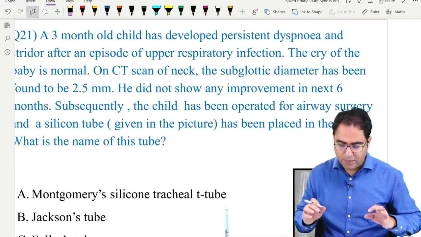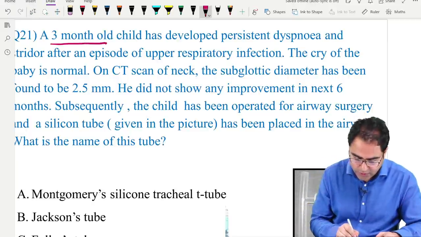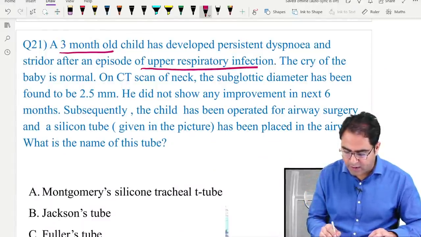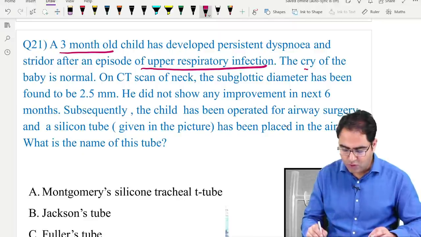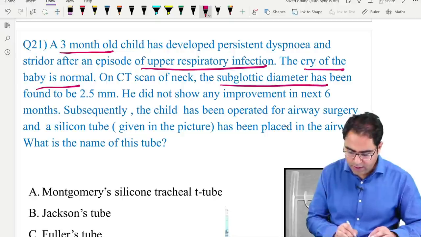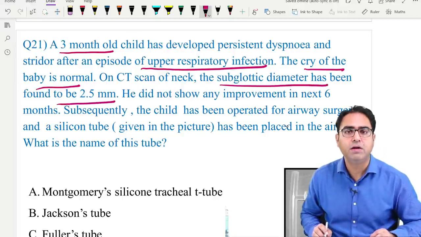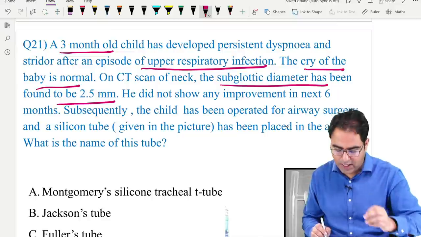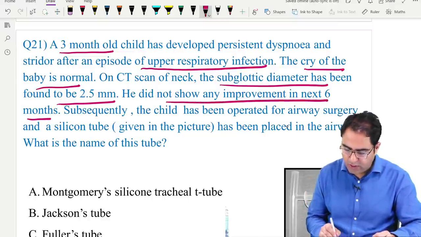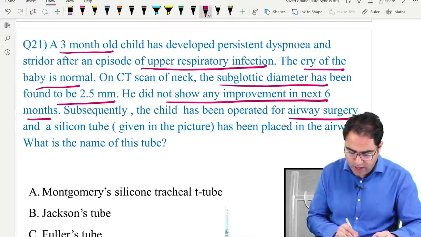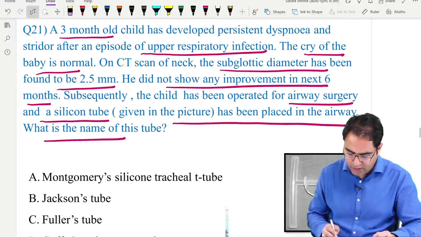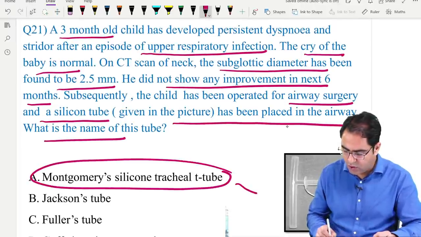A 3-month-old child has developed persistent dyspnea and stridor after an episode of upper respiratory tract infection. The cry is normal. The CT scan of the neck shows subglottal diameter is 2.5 millimeter. There is no improvement in the next 6 months. Subsequently, the child was operated on for airway surgery and a silicone tube has been placed in the airway. What's the name of this tube? The answer is Montgomery's silicone tracheal tube.